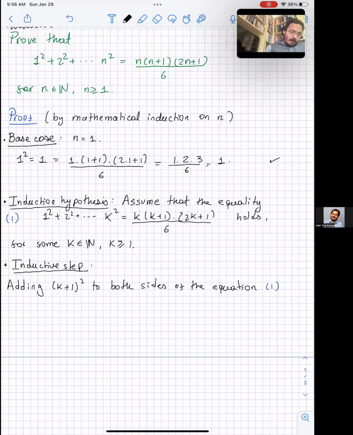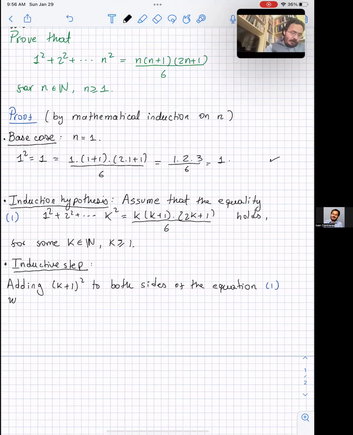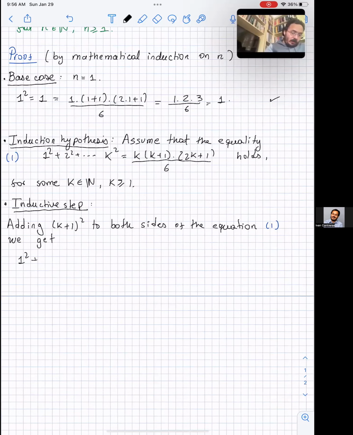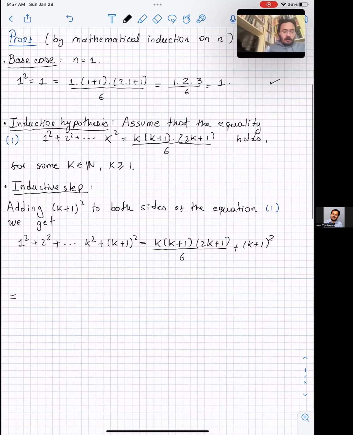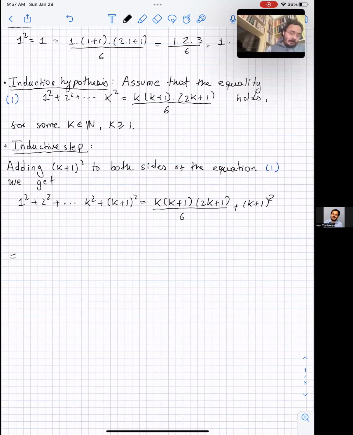Then we continue with the narrative. So we say adding k plus 1 squared to both sides of equation 1, we get, and we do algebra, so we get 1 squared plus 2 squared plus the dots plus k squared plus (k plus 1) squared, right? So that's basically just adding that term to both sides. I'm using the induction hypothesis to conclude that I still have this term, and I'm just simply adding (k plus 1) squared. And now we really hope, cross our fingers, that the algebra is going to help us, and hopefully it does.